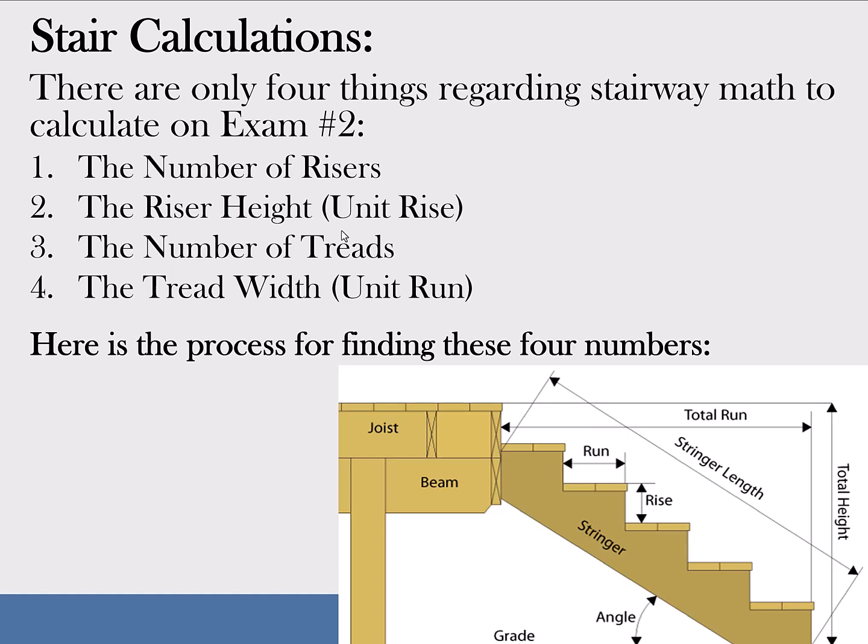Maybe 4. So the first one, the number of risers. That's the first thing we calculate. We find out how many risers there will be, and then you can go back and calculate the actual riser height, somewhere close to 7 inches, hopefully. And then the third thing is the number of treads, and the fourth thing that we may calculate is the tread width itself. So I'll show you that math in here.